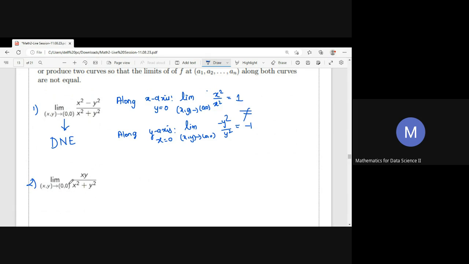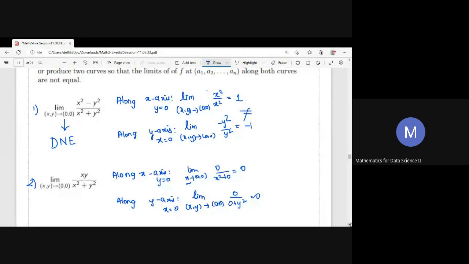Limit x comma y going to 0 comma 0, xy by x squared plus y squared. Again, what happens along the x-axis? Y equals 0, then the value is 0 by x squared plus 0, which is 0. Even along the y-axis it will be 0, because your x is 0, so the same will happen. The limit is simply 0 by 0 plus y squared, which is 0.